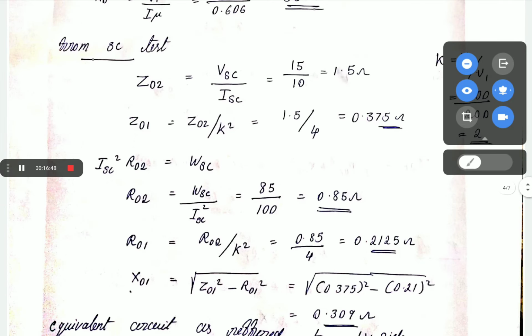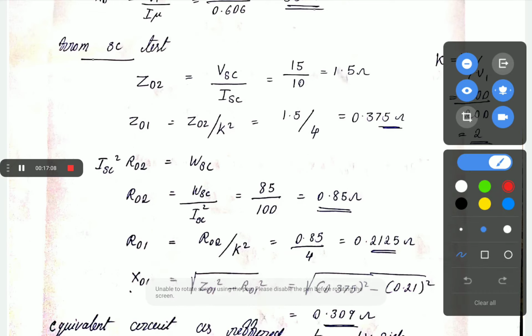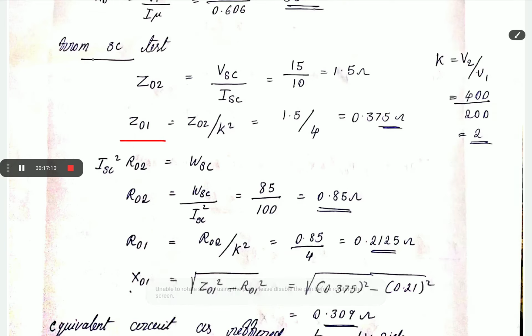From the SC test, this value Z02 is what you get, as referred to secondary. So we have to find out the values as referred to primary. We are asked to draw the equivalent circuit as referred to low voltage side, that means as referred to primary side. So divide it by K square. Z02 by K square will give you Z01.